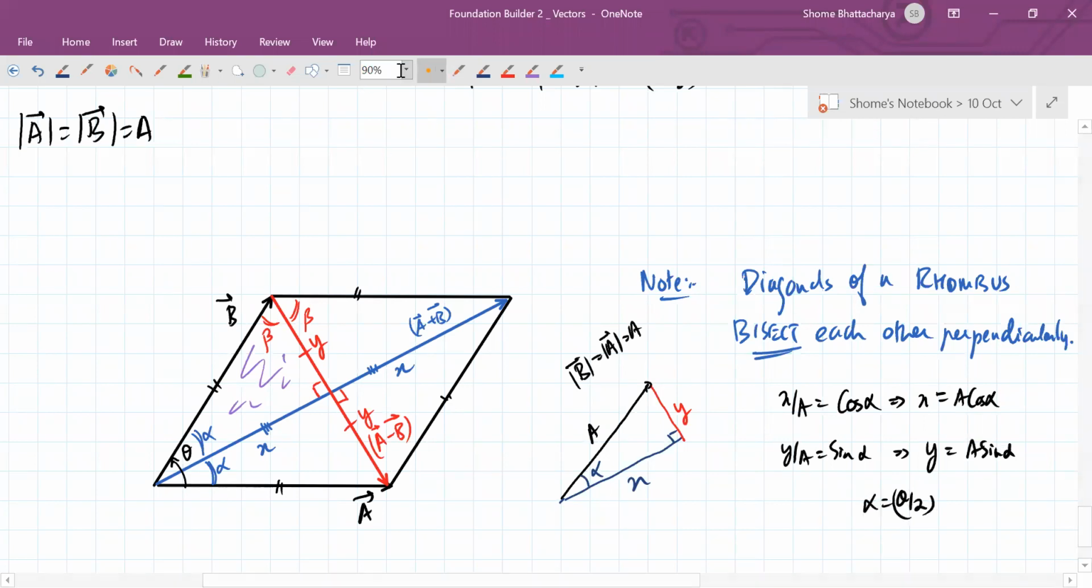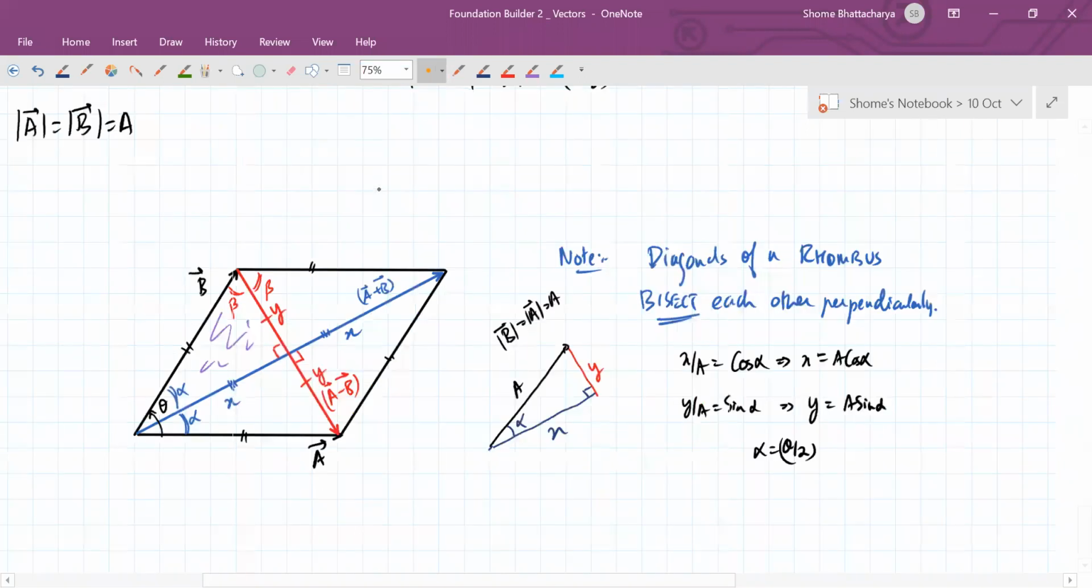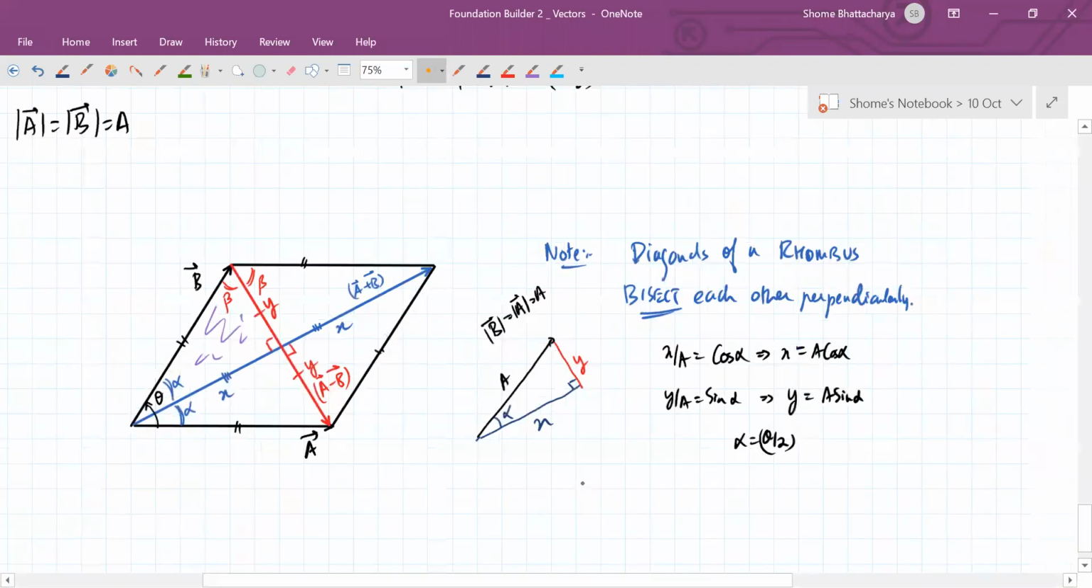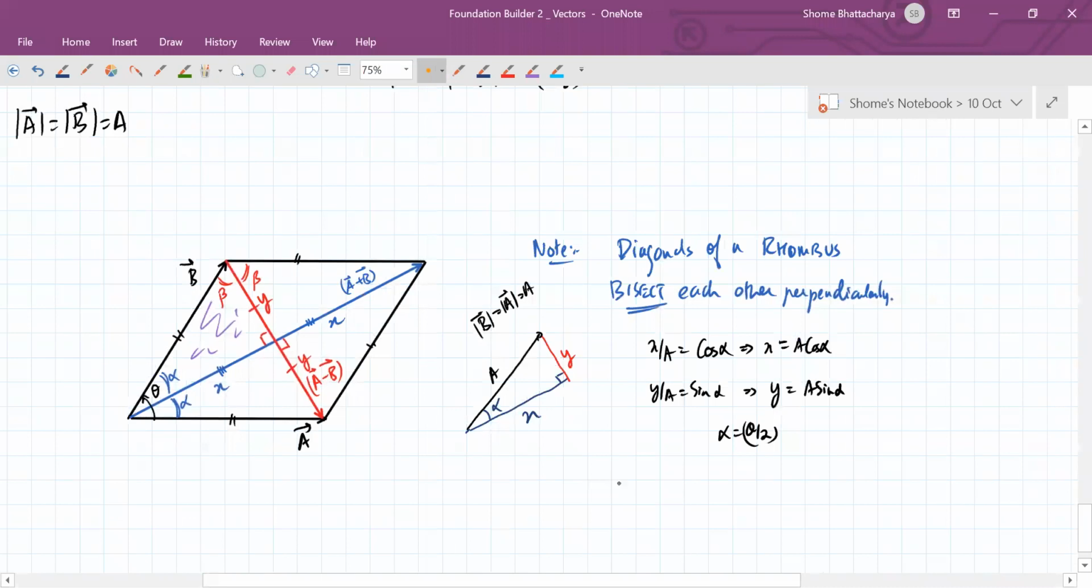Okay, so from this now you can make out that the primary diagonal, which is the magnitude of A plus B, is 2x. So it becomes 2 times A cos alpha, and alpha is nothing but theta by 2. And the secondary diagonal is double of that distance y.